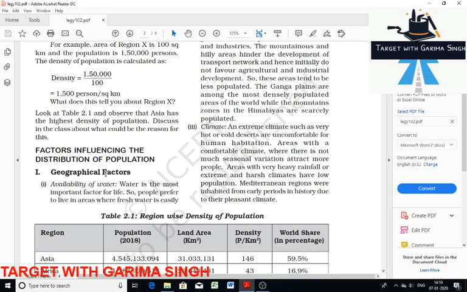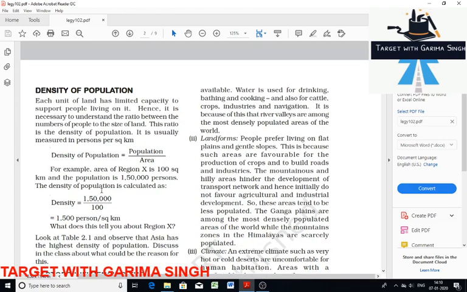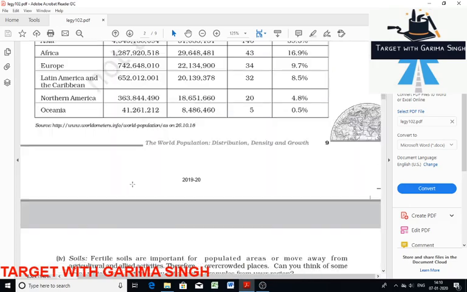Then climate: areas with less seasonal variation attract more people so that they can grow their crops easily. Then soil: areas which have fertile loamy soil have more people living on them as these can support intensive agriculture. Then water: people prefer to live in areas where fresh water is easily available because it is the most important factor for life. These are the geographical factors: availability of water, landforms, climate, soil.